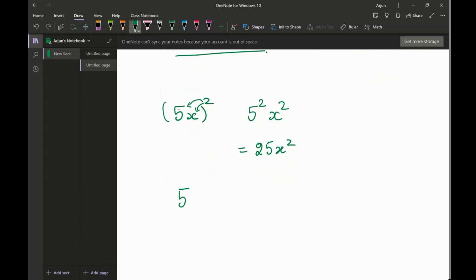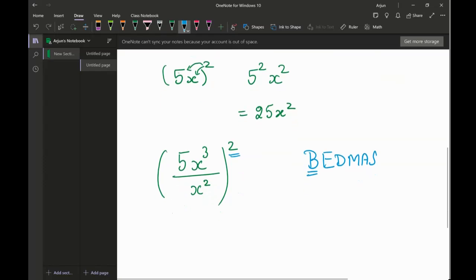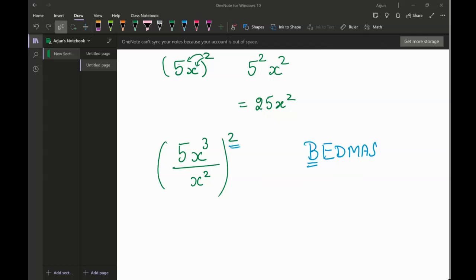The next is, if I end up writing 5x raised to the power 3 divided by x raised to the power 2, and then outside whole square. Now, before I start opening up the exponent, I will first of all try to simplify within the bracket. So remember the BEDMAS which we talked about in the last class. Bracket comes first, so I'll first of all try and solve inside the bracket. So can I simplify within the bracket? Yes, I can surely simplify within the bracket.